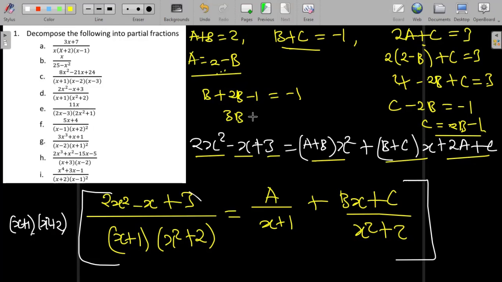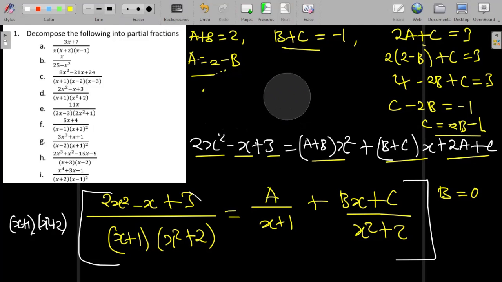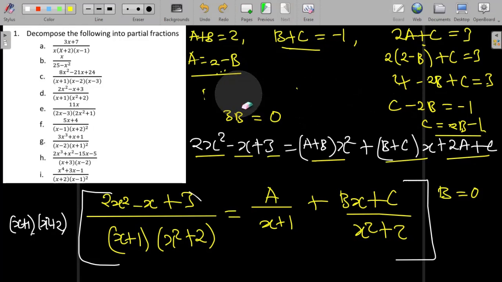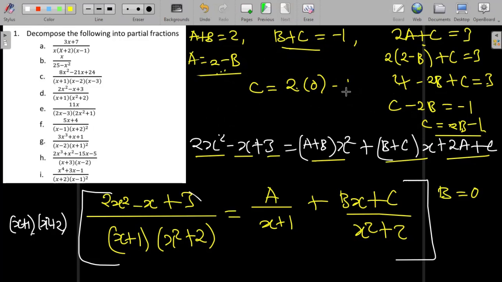So this will be 3b is equal to, this one goes to the other side, so it becomes plus. So it will be minus 1 plus 1, which is just 0. So this means that our b will just be equal to 0. Okay, so we found our b to be 0. We can find our c. Since our b is 0, then c is just going to be equal to 2 times 0 minus 1. So c is minus 1. And if we have c and b, we can find a. So a is equal to 2 minus b, but b is 0. So it means a is 2. So our value of a is equal to 2.